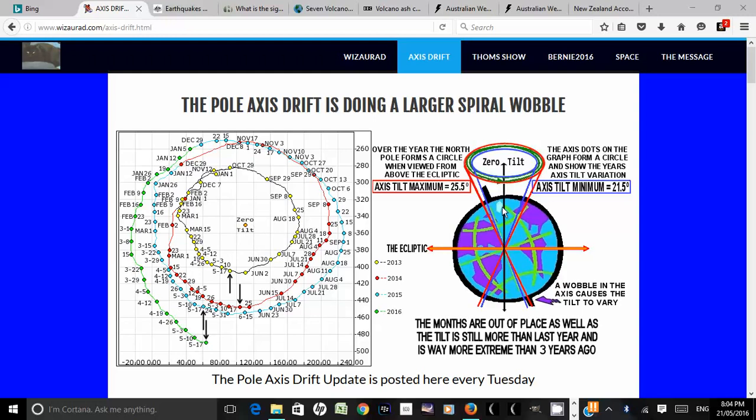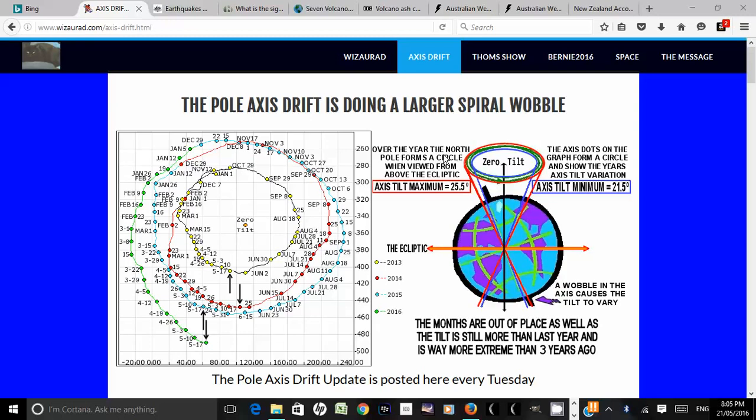Zero tilt, and it goes along and breaks down the years for you: 2013, 2014, 2015, 2016. As you can see, we're a long way out in 2016 from there. The axis dots form a circle on the graph and show the year's axis tilt variation. So we're currently at approximately 21.5 as far as I can tell there.